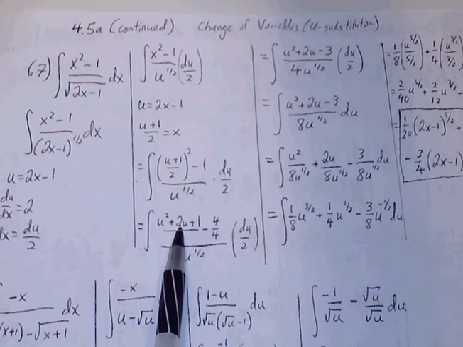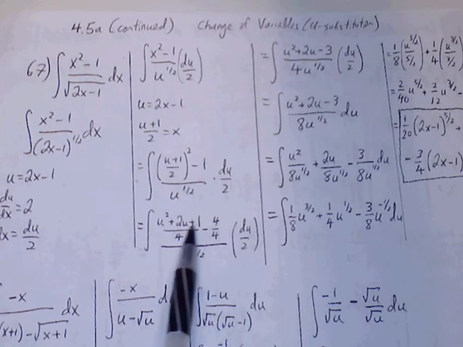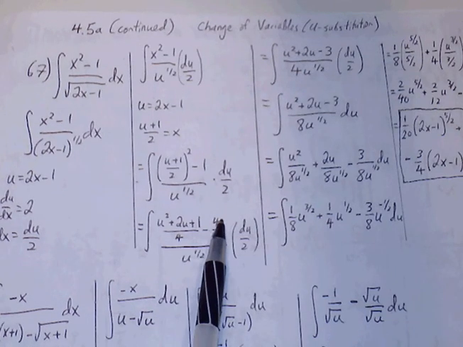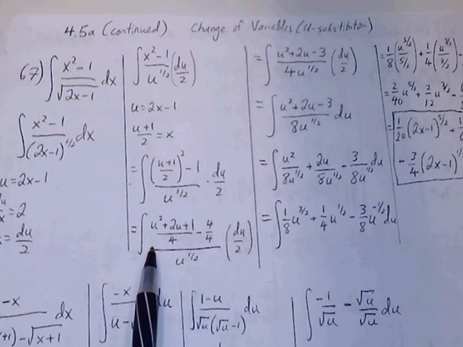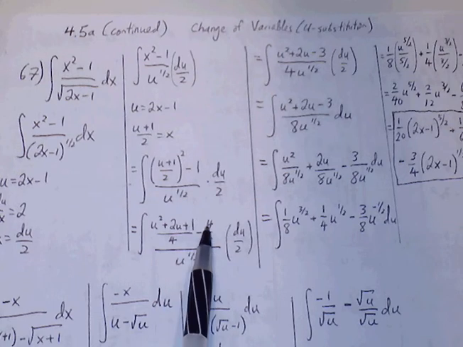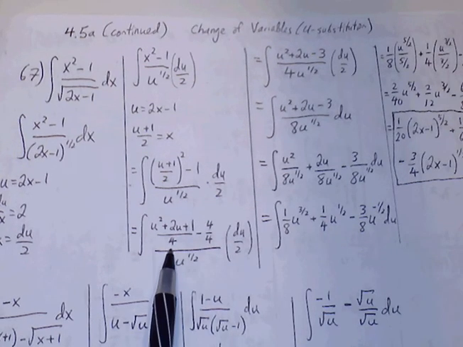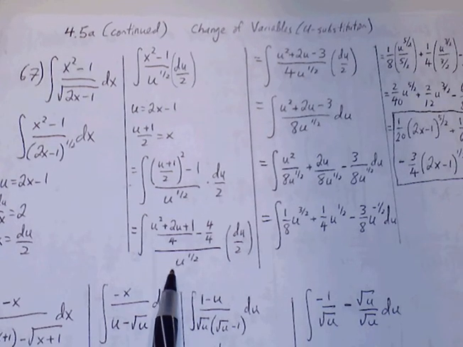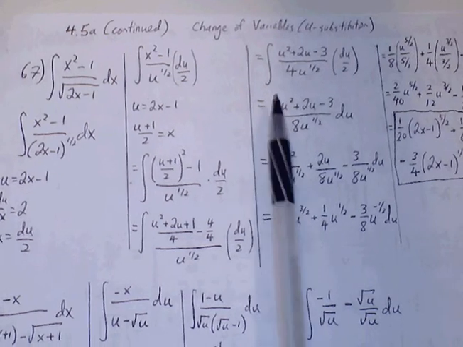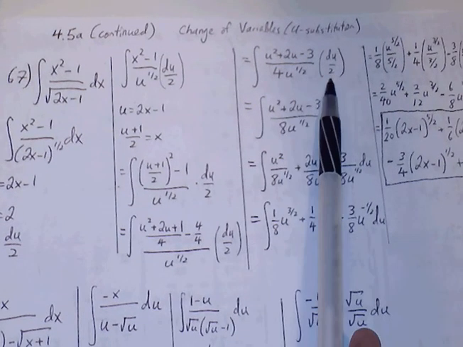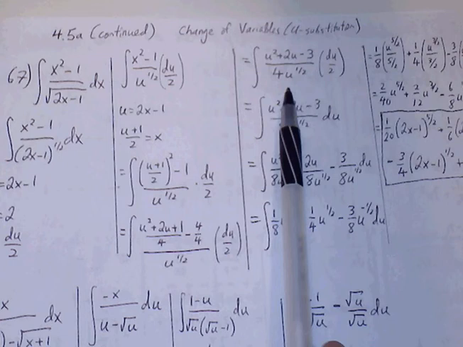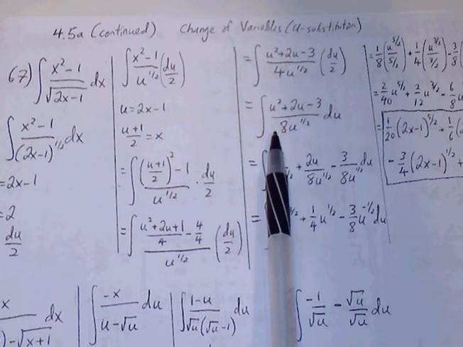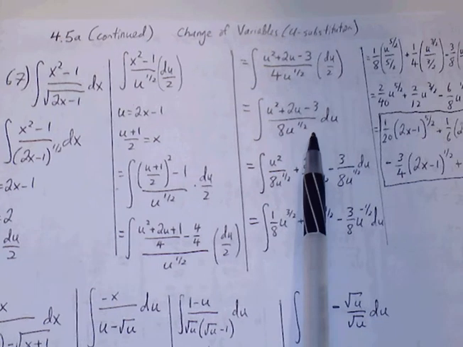It's going to be this fraction minus 1, so I have to find a common denominator, so I make that 4 over 4. And so I combine the numerator, which gives me u squared plus 2u minus 3 over 4. And I'm going to combine this denominator with this denominator. So we have 4u to the 1/2 in the denominator times du over 2, and then this 2 can combine with this 4 in the denominator. So now we have something that we recognize a little bit more.